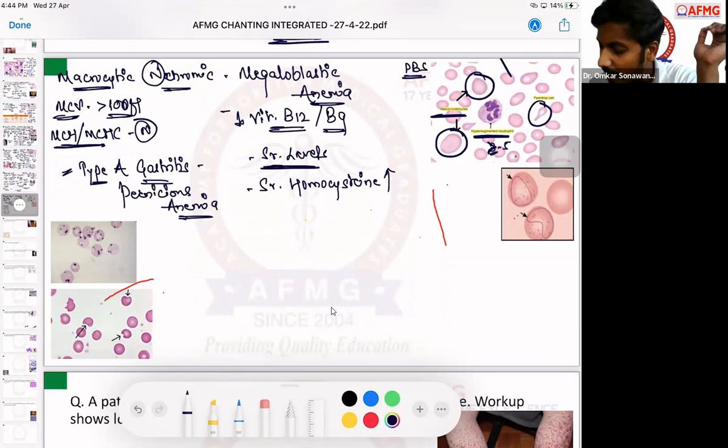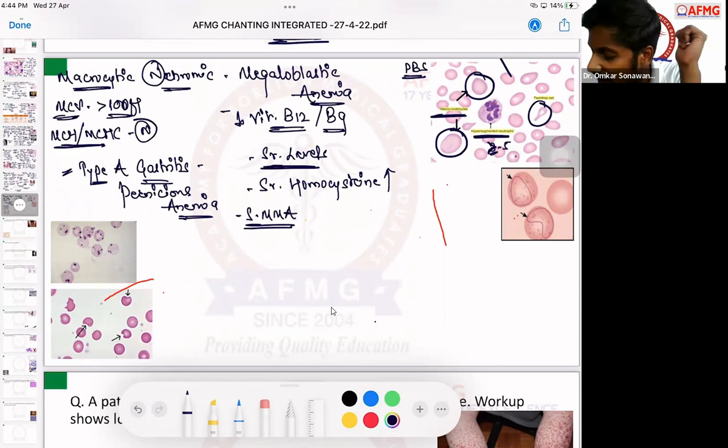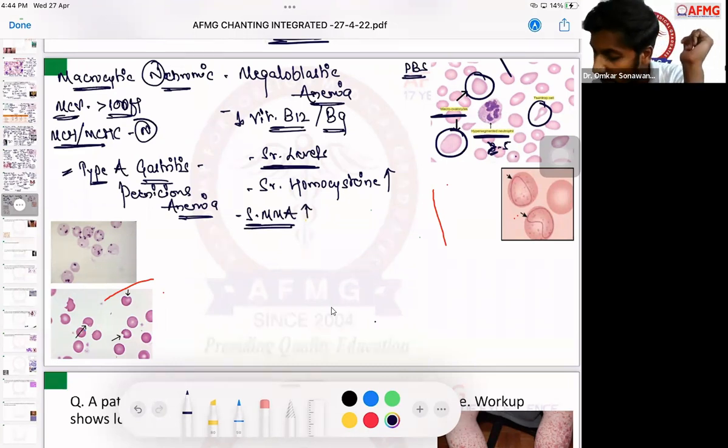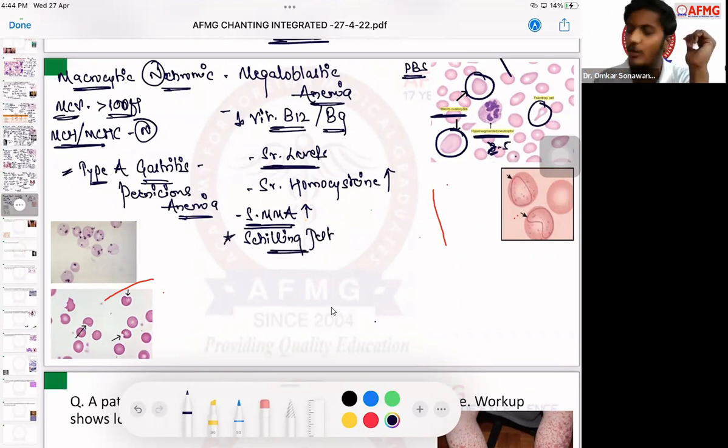For vitamin B12 malabsorption, we can perform a test, and we can also check the levels of methylmalonic acid. In vitamin B12 deficiency, there would be elevated levels of methylmalonic acid. Along with that, for malabsorption, we can perform a Schilling's test. So Schilling's test is for malabsorption of vitamin B12. And which levels are checked? Methylmalonic acid levels are checked.